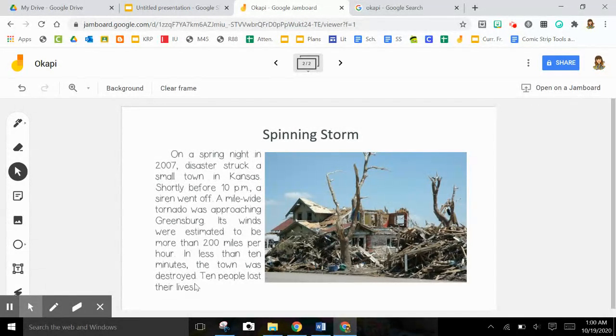Oh my goodness. This is talking about a tornado, which is a spinning storm that has really high winds, and they are so strong that they can rip the roof off a house, rip all the leaves and limbs off of trees, and just leave trash all over the place. And they can be so dangerous that they can kill people. And this says that 10 people lost their lives in this storm. 200 miles per hour, that's faster than the cars go on the highway, guys.